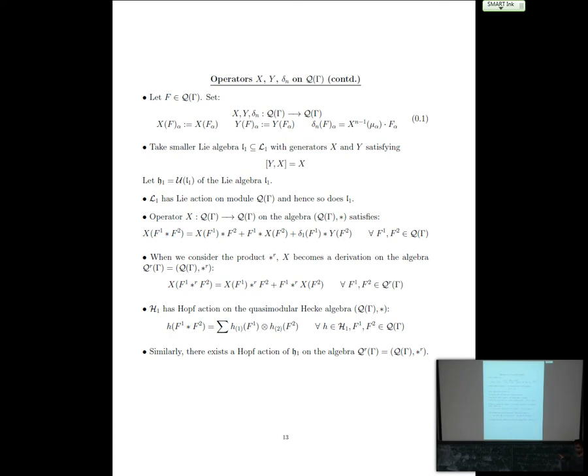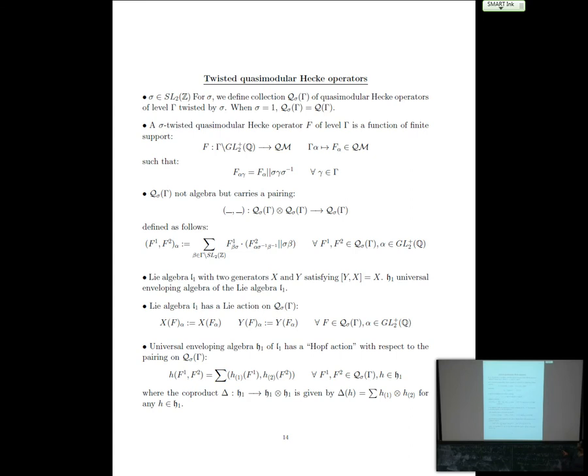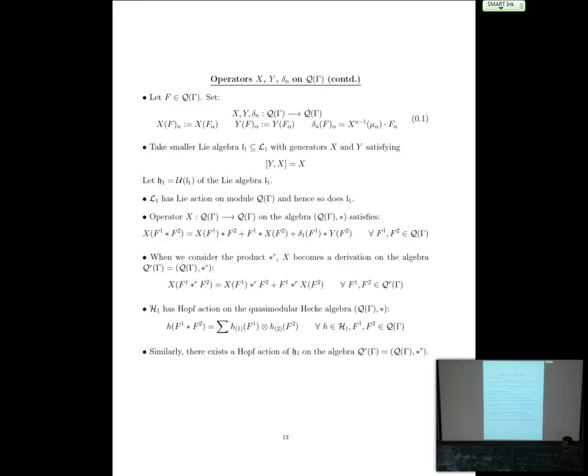But the product, is it commutative or not? No, no, no. There's no question of commutative. That's why the co-product is not. Yeah.